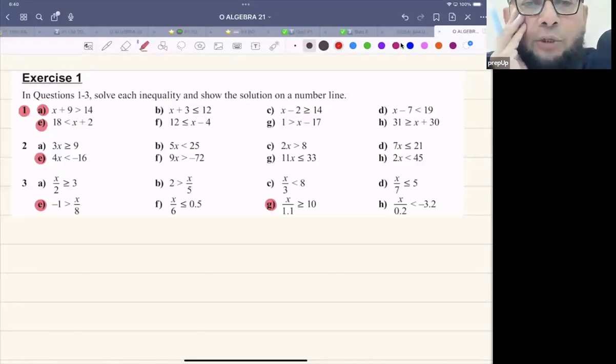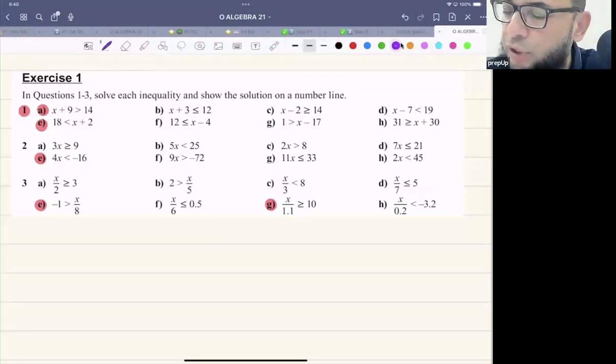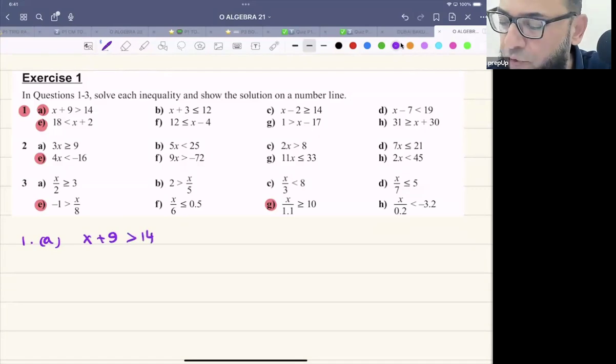So now let's look at the solution of this. I just want to time myself at 6:40 and let me just try out these questions. First of all, question number 1, part A, x plus 9 is greater than 14. Therefore, x is greater than 14 minus 9, which comes out to be 5.